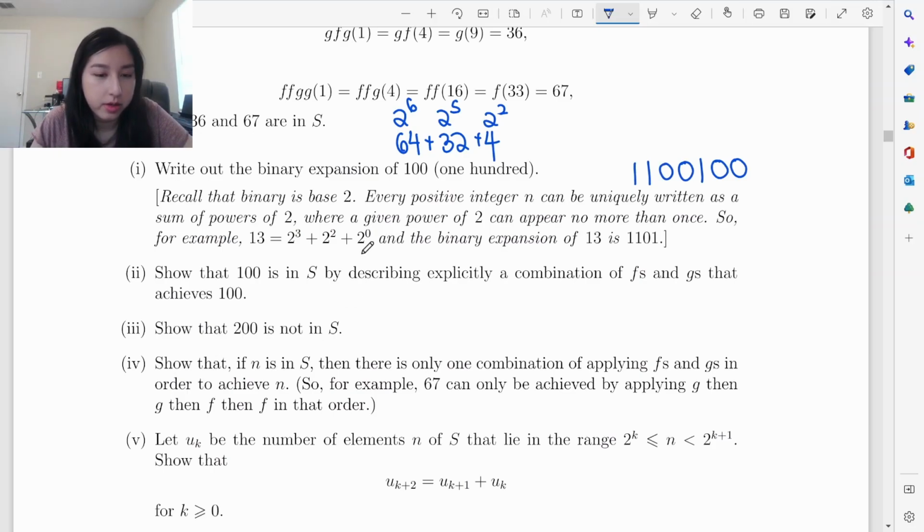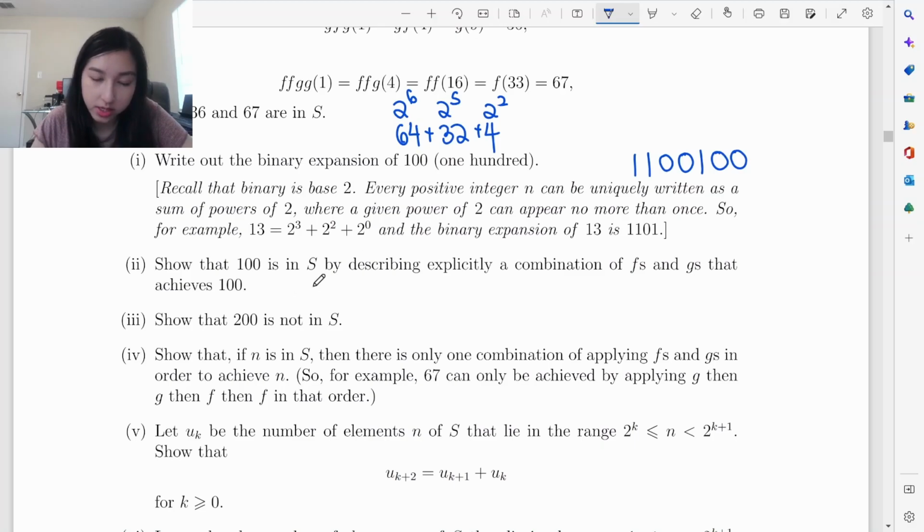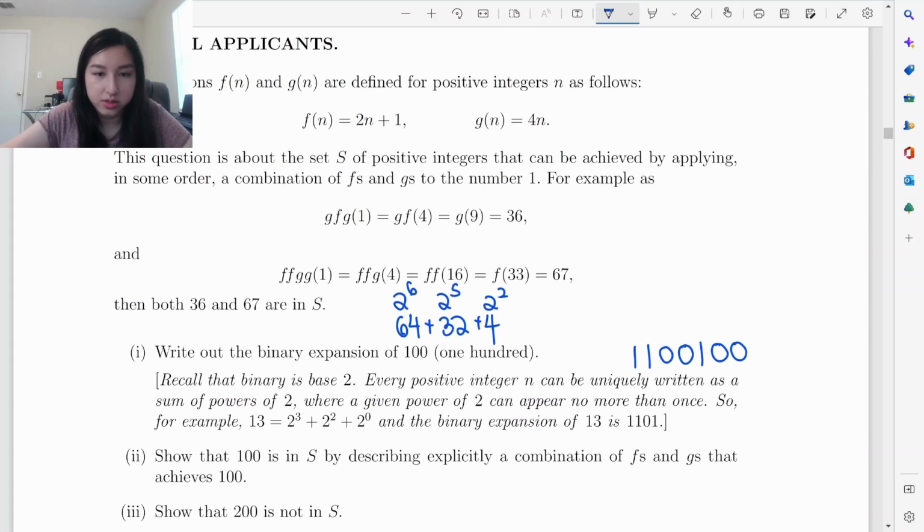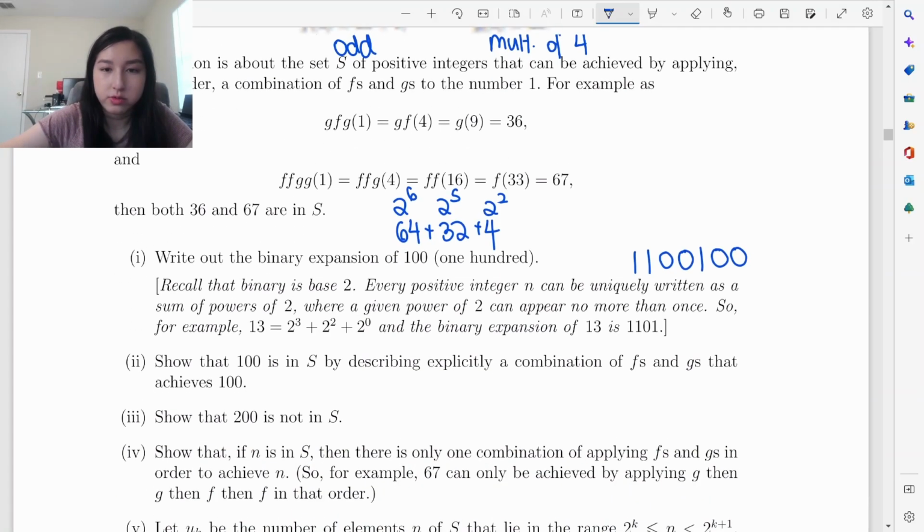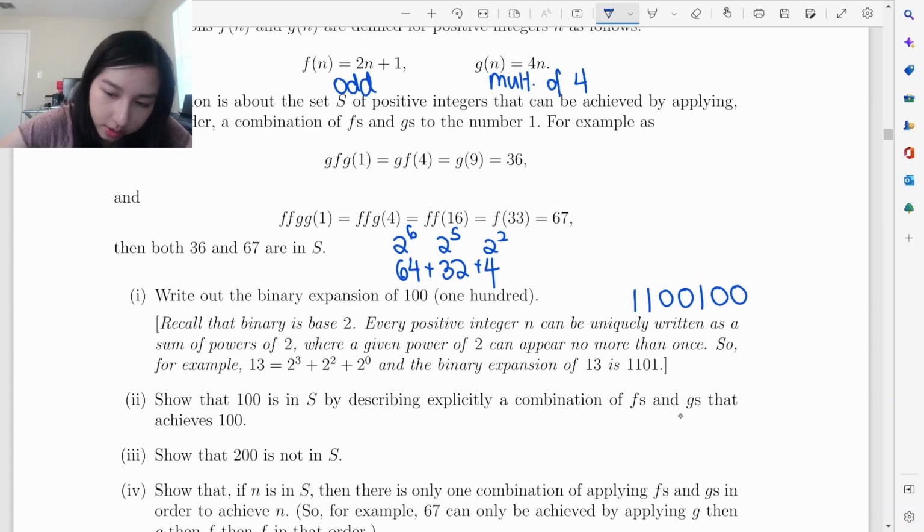Alright. Show that 100 is in S by describing explicitly a combination of f's and g's. Do I have to try everyone? Okay. g is specifically a multiple of 4 and f of n is just odd. Alright, so we're just going to work backwards, I guess.